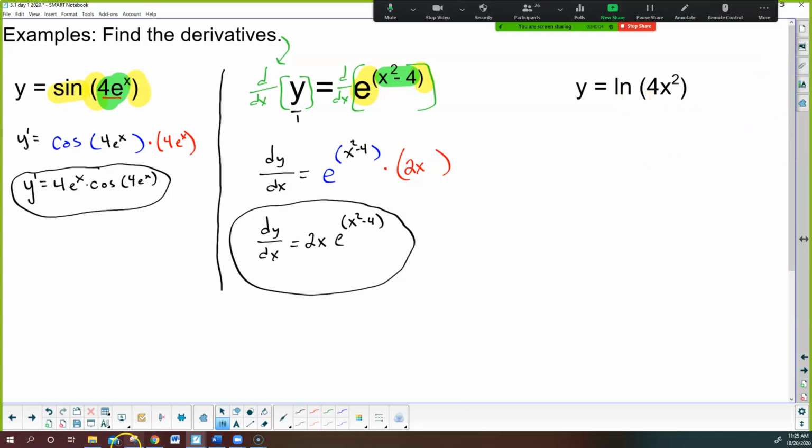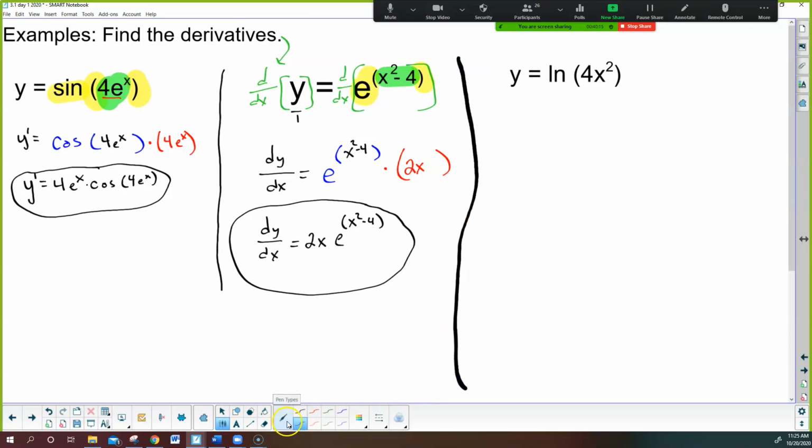All right, we're definitely going to do this one together, because this has that new derivative that we just talked about in the warm-up. So we have the natural log of 4x squared. Hopefully you can look at this and say, oh, I see the composition. I see the inside and outside function. The outside function is ln. The inside function is 4x squared.